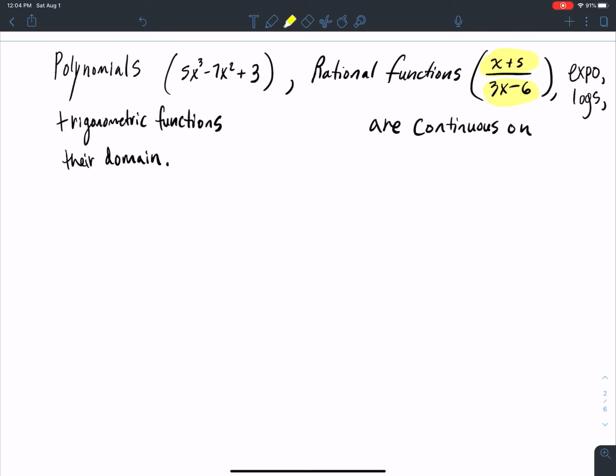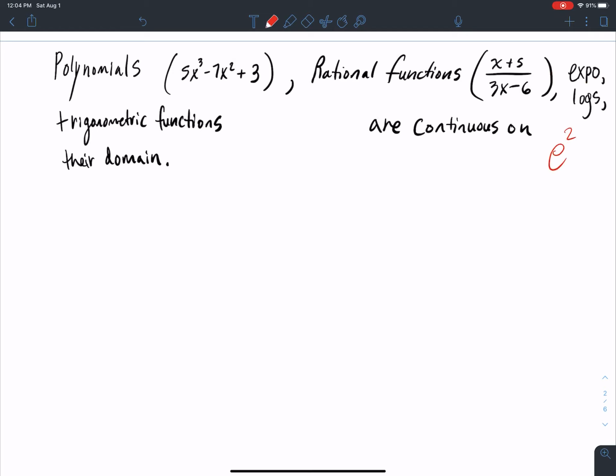And what is their domain? It's where the denominator is not equal to 0, right? That's the domain of rationals. The domain of polynomials is from negative infinity to infinity. Those are real nice, smooth, continuous curves.